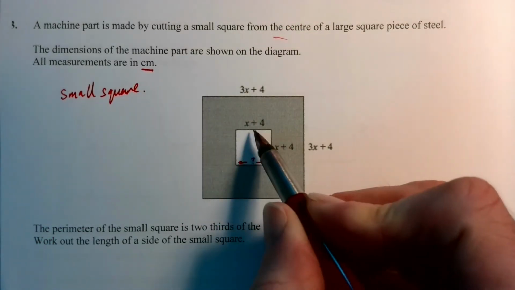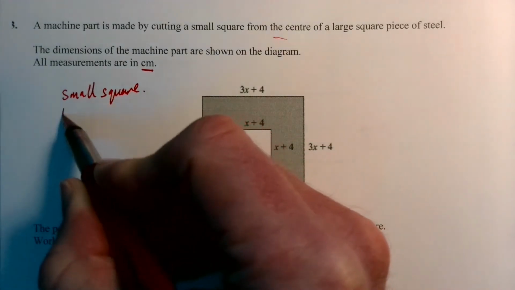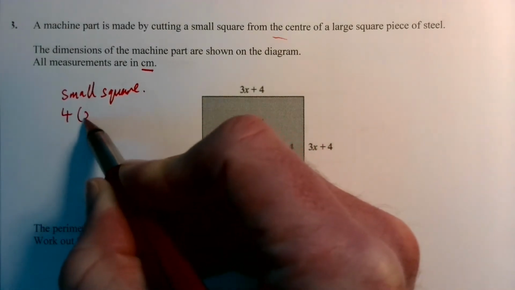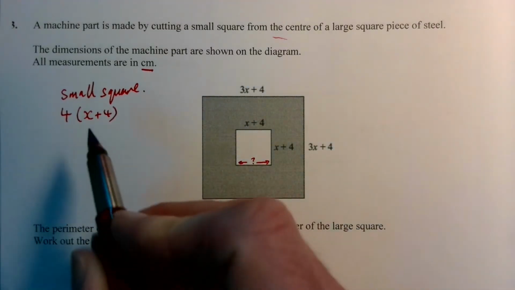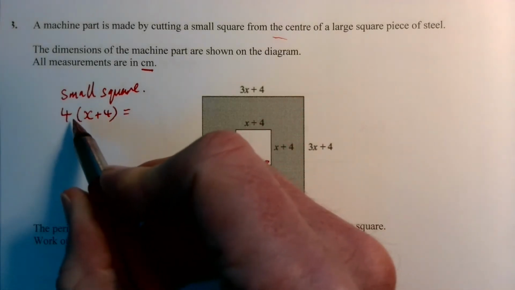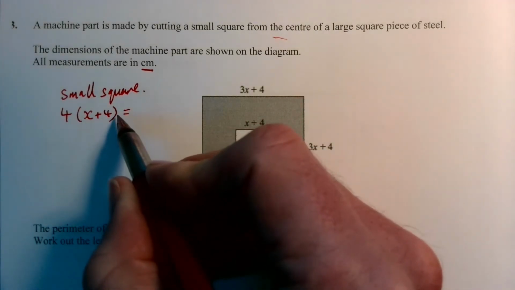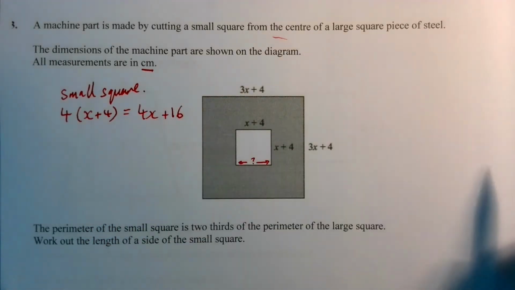that's going to be x plus 4, x plus 4, x plus 4, x plus 4. You can write them all out the way we did, or I could, if I wanted to save a bit of time, use a bracket and say I've got 4 times x plus 4. We know how to expand that. 4 times x is 4x, 4 times 4 is 16.